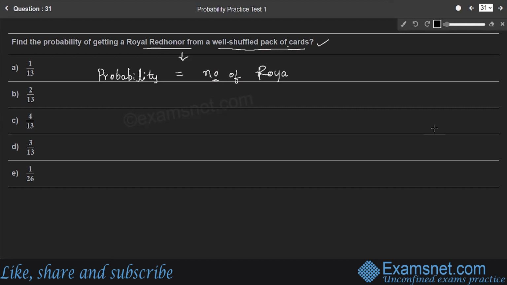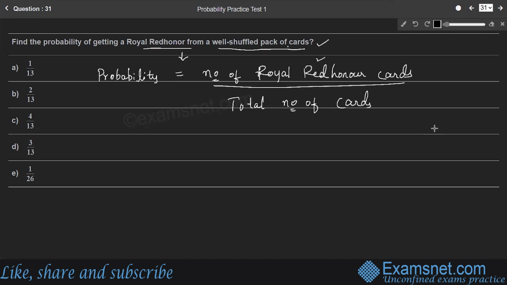royal red honor cards in a pack divided by the total number of cards, right? So how many royal red honor cards will be there in a pack? The 4 highest cards in each suit are called royal honor cards, and here they are asking particularly for royal red honor cards.